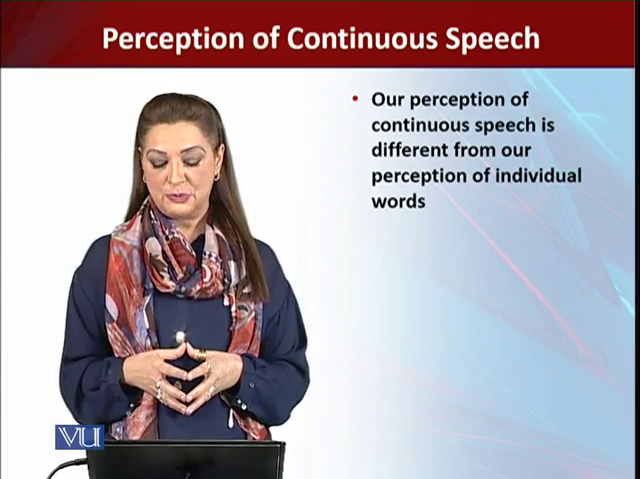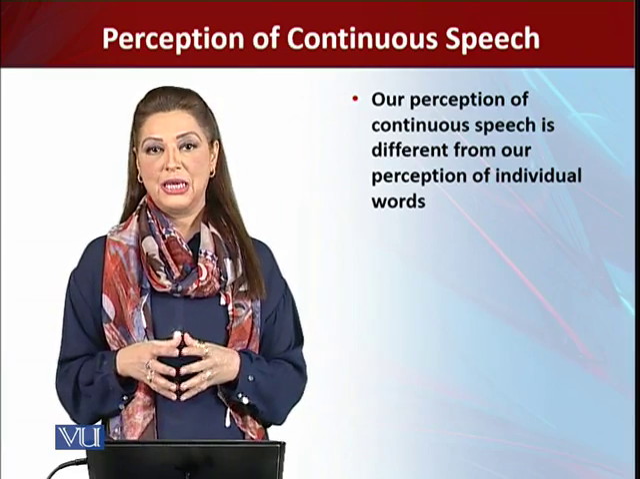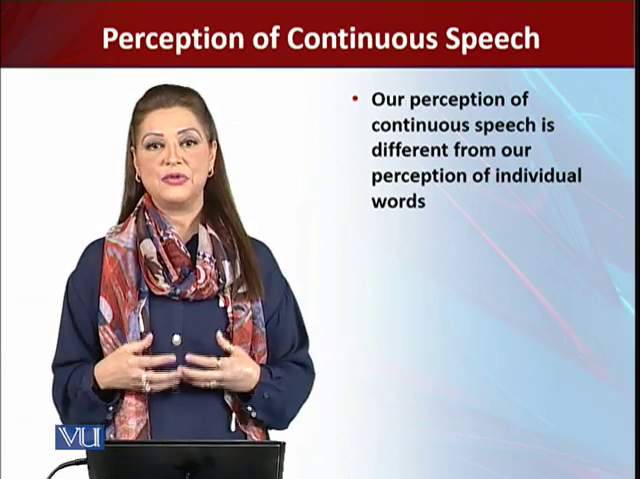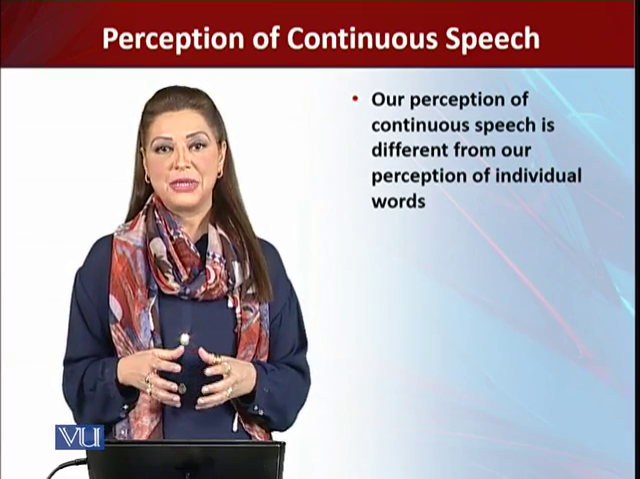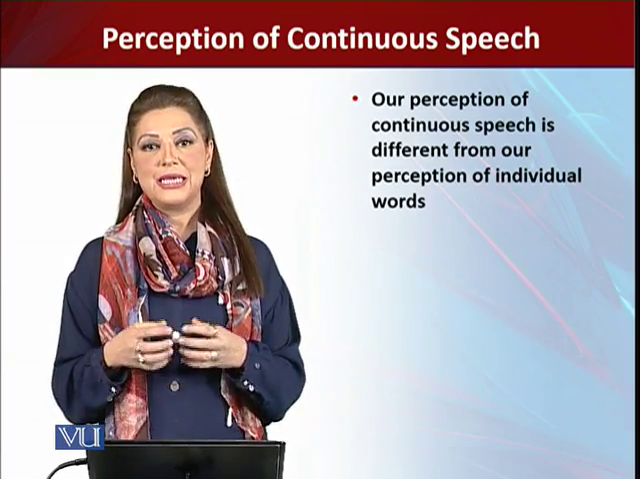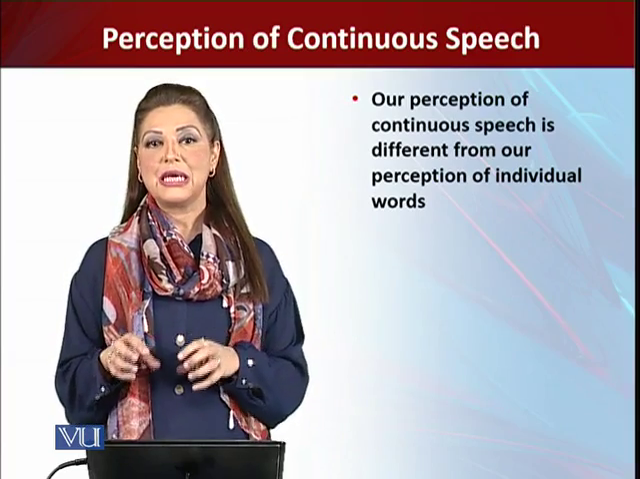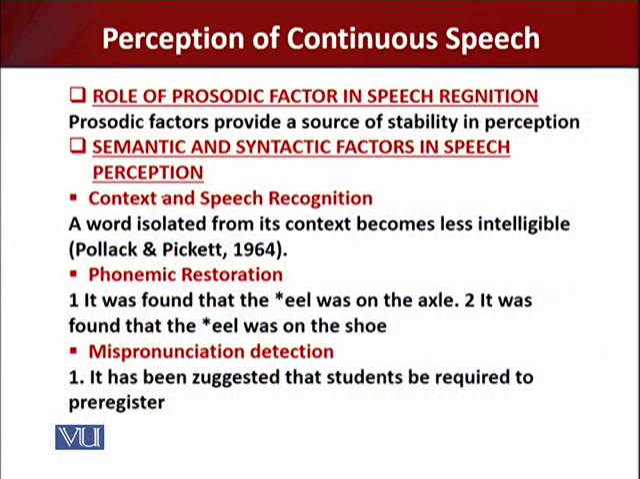Our perception of continuous speech is different from our perception of individual words. When the process is continuous, the kind of impression or meaning that one forms is very different from when you look at a word in isolation. Sometimes the meaning is lost. The kind of meaning that you draw from a continuous speech process is lost when you look at the words in isolation or independently of the context in which they are being spoken. The other factors that play an important role in the perception of continuous speech are the prosodic factors, and then the semantic and syntactic factors.